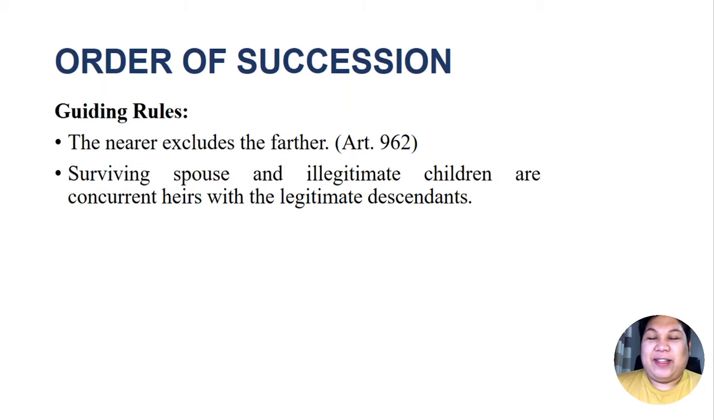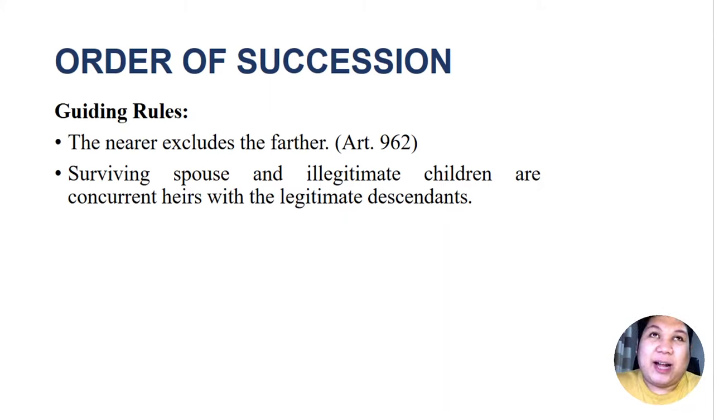Surviving spouse and illegitimate children are concurrent heirs with the legitimate descendants. Meaning, when we say concurrent heirs, even if the legitimate descendants are not present, or the legitimate children are absent and there are legitimate parents who would come in to inherit the properties, still a surviving spouse and illegitimate children could inherit because they are concurrent heirs with the legitimate descendants, meaning they cannot be excluded.